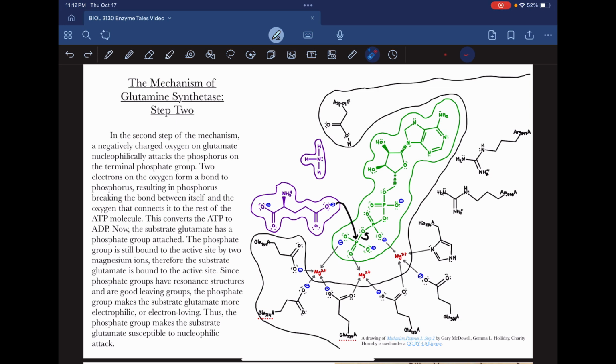This converts ATP to ADP. Now the substrate glutamate has a phosphate group attached. The phosphate group is still bound to the active site by 2 magnesium ions. Therefore, the substrate glutamate is bound to the active site.